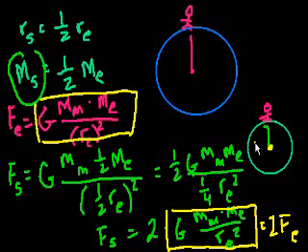I don't want to confuse you, but this is just something to think about. So not only does the mass matter, but the radius matters a lot. And the radius is actually squared, so it actually matters even more. So that's something that's pretty interesting to think about.